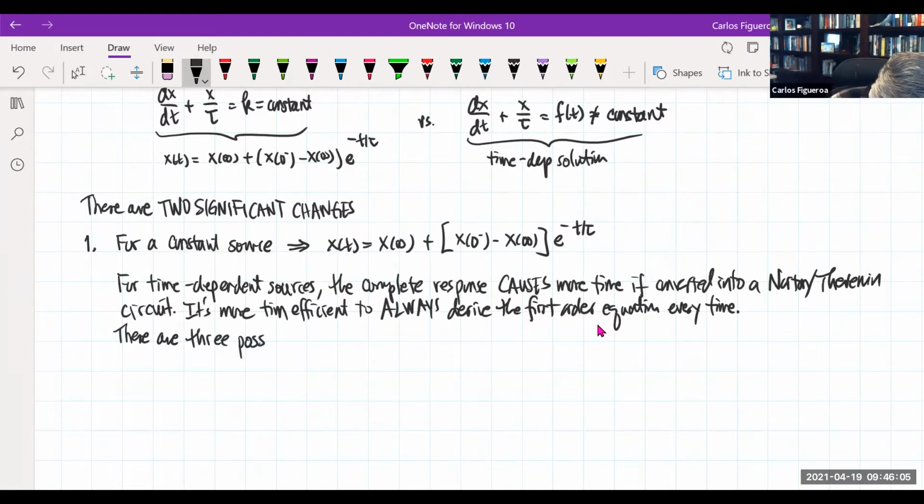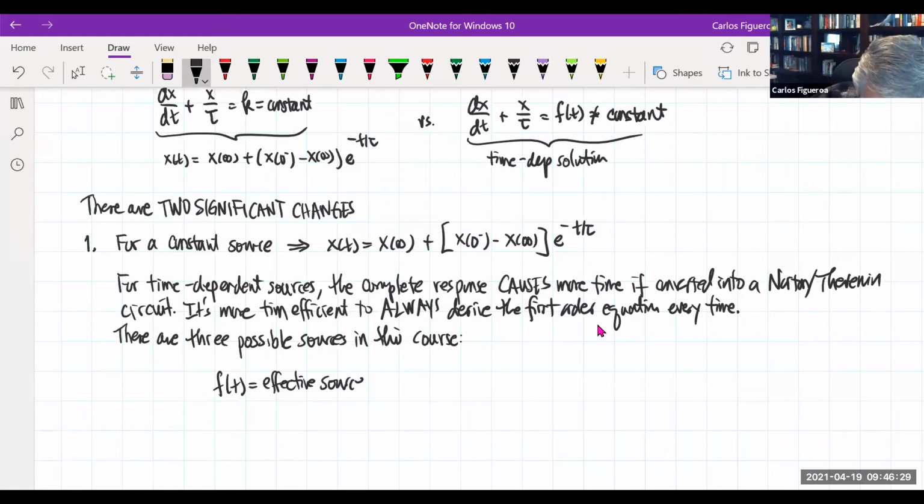Three possible sources in this course. And what I'm going to say here is that there's this thing called the effective source. Why do I call it the effective source? Well, it doesn't have units of voltage, let's say, or current.